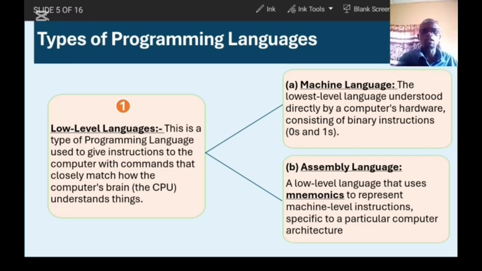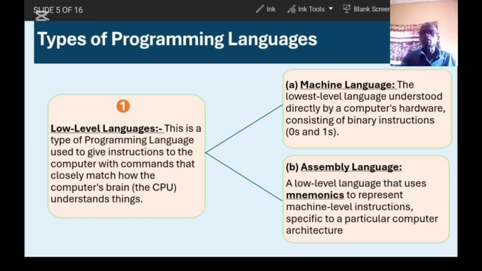The other part of low-level language is assembly language. It is a language that uses mnemonics to represent machine-level instructions that are specific to a particular computer architecture. Low-level languages are considered low because, number one, they are not easy to learn. They are difficult to learn, they are difficult to write, they are difficult to understand. Apart from that, they are machine dependent. That is, the instructions written on a particular computer cannot run on another computer with different architecture.